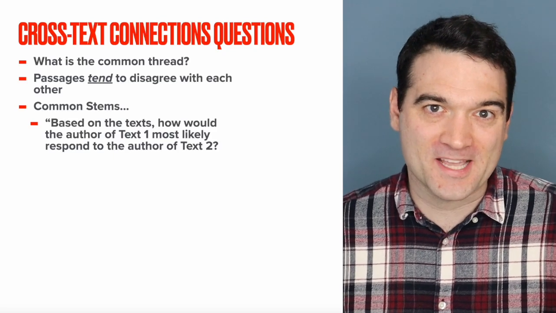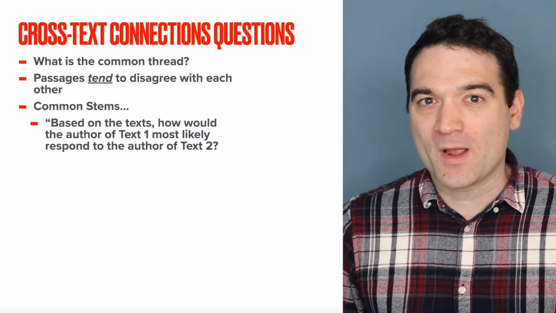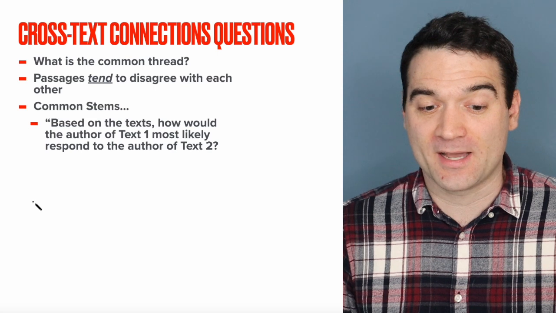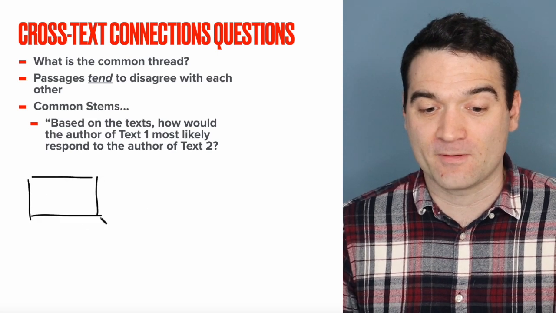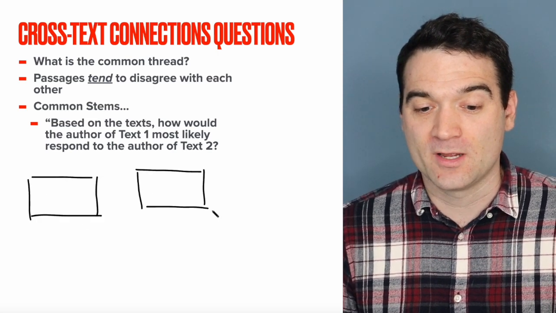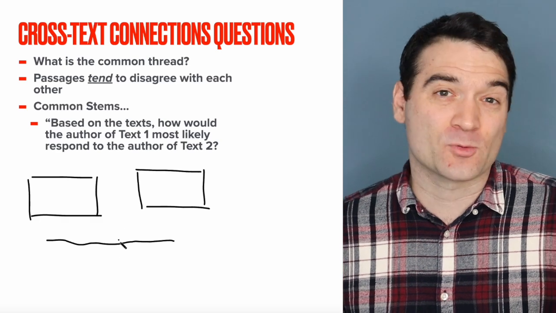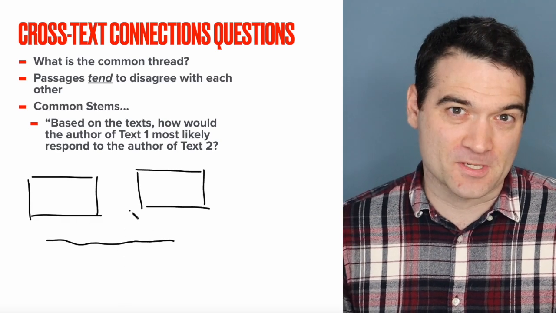Let's talk about cross-text connection questions. In these questions, you're going to be given two passages side by side. So it'll be passage 1 right here and passage 2 right there. And then you'll have a question that's related in some way to both passages.